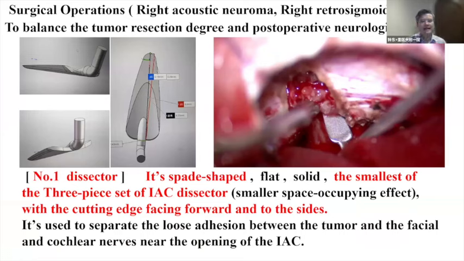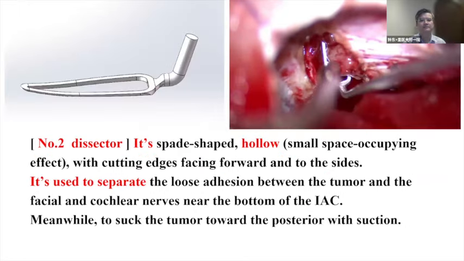Number one detector. This is number one detector. It's spade shape. The smallest of the three-piece set of IAC detectors with cotton edge facing two sides and the front. It is used to separate the loose adhesion between the tumor and the facial and cochlear nerve near the opening of the IAC.